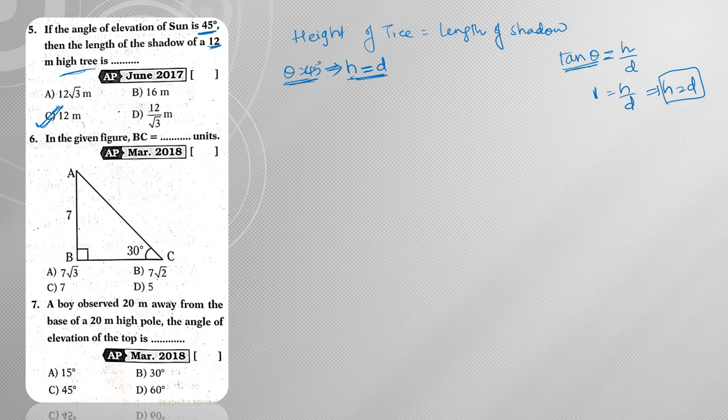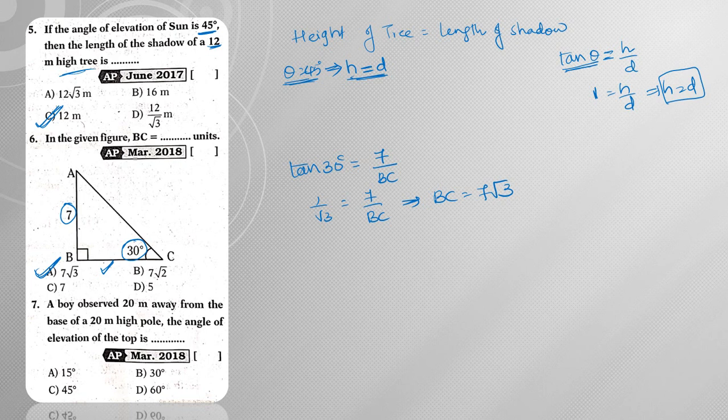Next one, in the given figure, BC is equal to dash units. Now observe this figure. What is BC? BC is adjacent. So what do we know? We know opposite with respect to this 30 degrees, right? Then what can we apply? We can apply tan. So tan 30 degrees is equal to opposite, 7, by adjacent, BC. Tan 30 value is 1 by root 3. So 1 by root 3 is equal to 7 by BC. When you do cross multiplication, BC is equal to 7 times root 3. Hence the answer is option A.